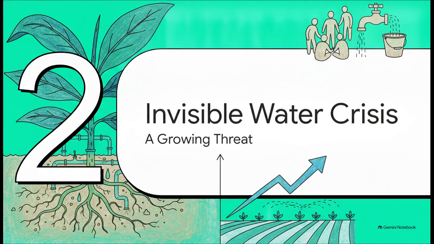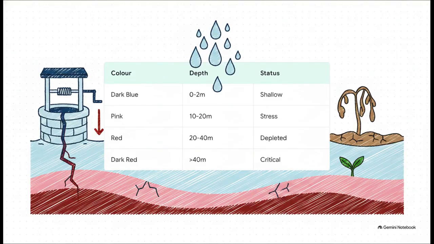Section 2. The invisible water crisis. Remember that 70% figure for agriculture we just talked about? Well, with global populations absolutely booming, agricultural demand for water is expected to spike by an additional 50% by 2050. Now, what's really interesting about this data is how we can actually track regional stress in real time, like with the Punjab water map in India. You can see the shift from dark blue, where water is super easy to access at just 0 to 2 meters deep, all the way down to these severe warning zones. Red means it's severely depleted, hitting 20 to 40 meters deep, and dark red shows critical depletion deeper than 40 meters. The scary part? We're literally draining our underground reserves way faster than rain can refill them.